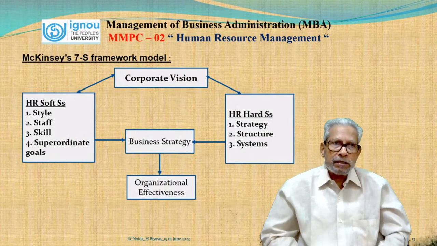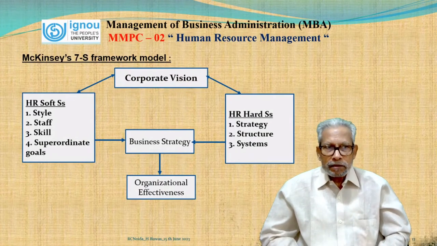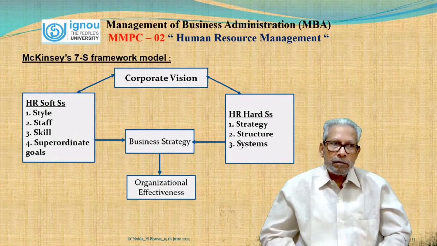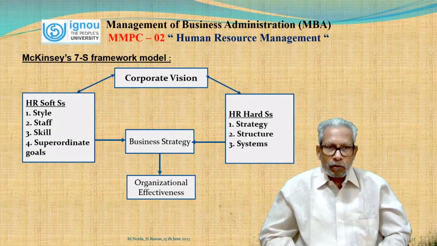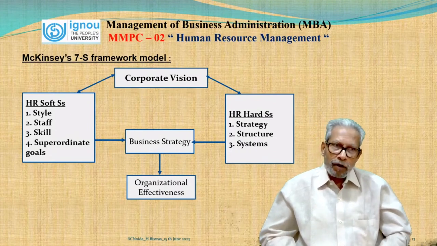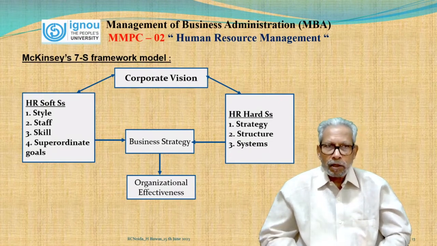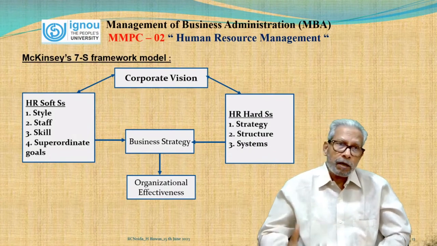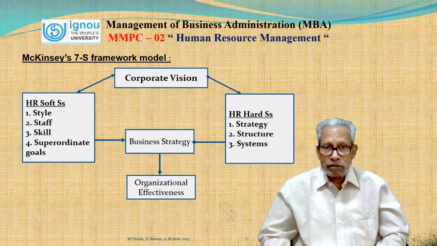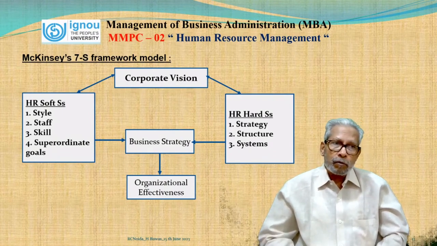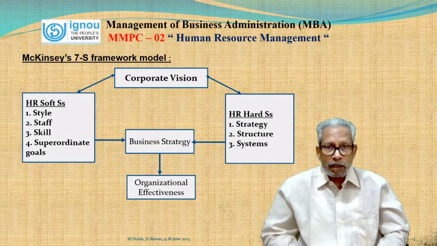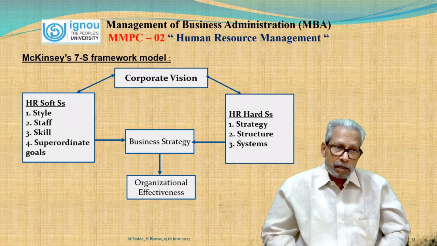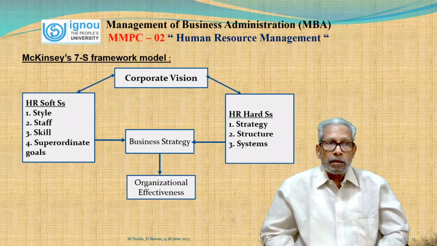Now, as we know, McKinsey's 7S framework is there. Yes, there are style, staff, skills, superordinate goals, and your strategy, structure, and systems. So some are the soft and hard systems. Strategy, structure, and systems fall under the hard decisions, the hard HR strategies. In the case of the soft HR strategies, the framework is style, staff, skills, and superordinate goals.